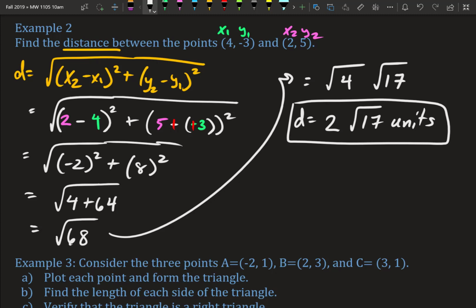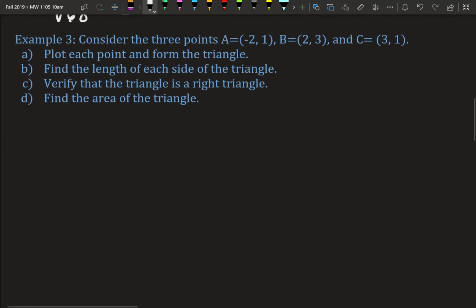Alrighty, example 3. This is going to be a little bit new. We're just going to take something that we already know, which is distance, and we're going to apply it to something a little different. So example 3. Consider the 3 points. A is negative 2, 1, B is 2, 3, and C is 3, 1. We're going to plot each point and form the triangle.